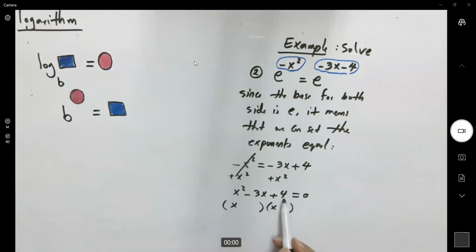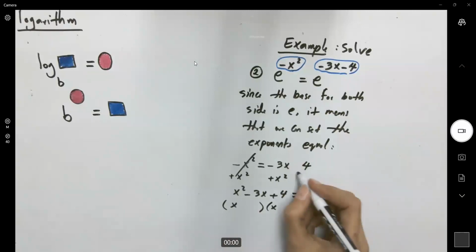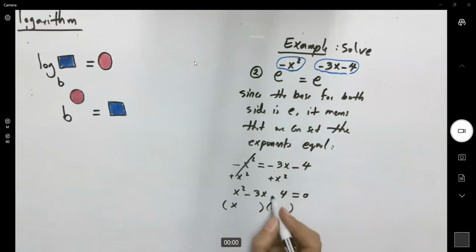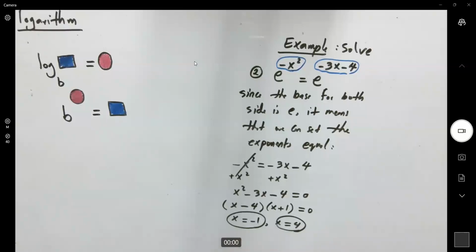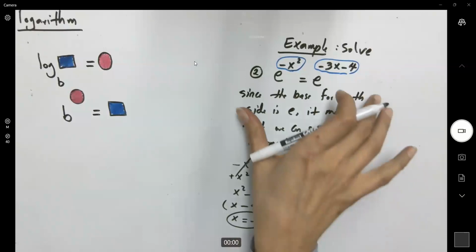Multiplication is 4. Oh, this is negative 4. And their sum is negative 3. Negative 4 and positive 1 are the numbers that we are looking for. Very good. Thank you, Justin. So x is negative 1 and x is 4. We found two solutions for this equation.